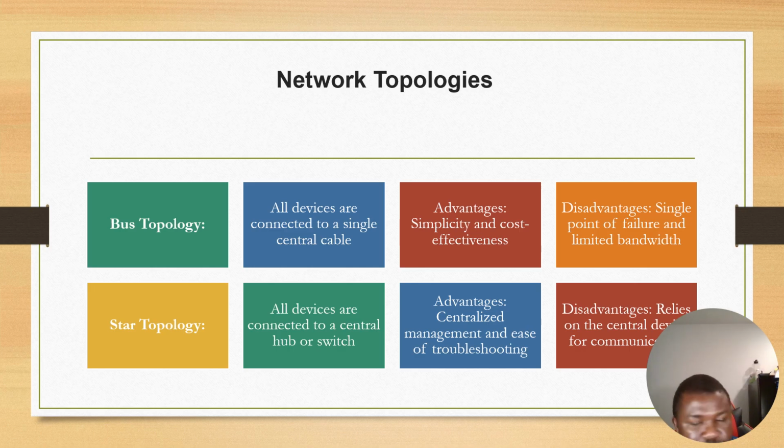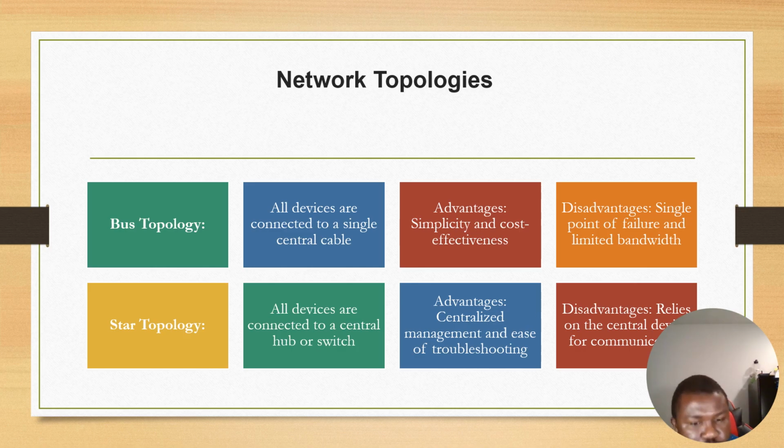In the bus topology, everything is connected to a central cable. All of the devices in that network would be found connected to a central cable. The advantage of a bus topology is the fact that it's simple and very cost effective. The disadvantage, of course, is that a single point of failure can disrupt the whole network, and of course, limited bandwidth.